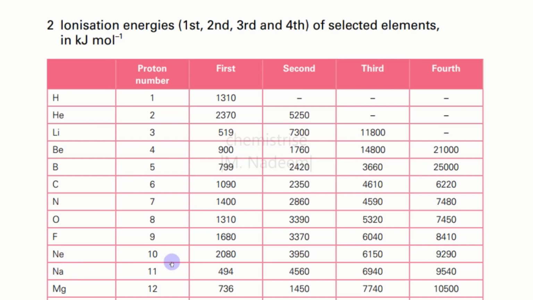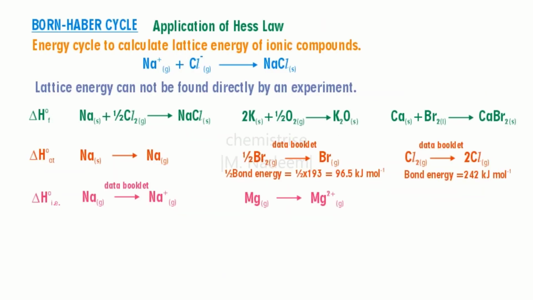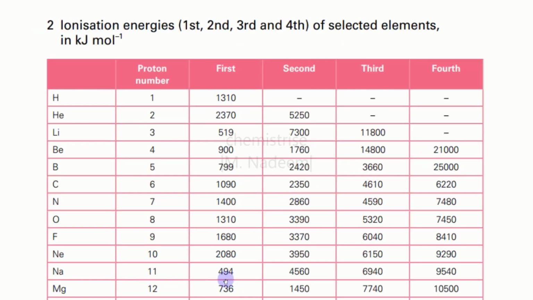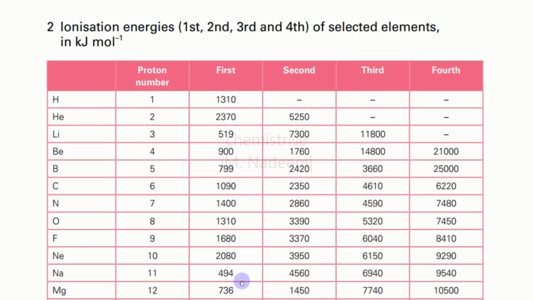So here we have the values. For example, for sodium, the first ionization energy is 494. So 494 is the energy absorbed to convert 1 mole of gaseous sodium into 1 mole of gaseous positive ion. While for magnesium, we are removing 2 electrons. That means we need to add up the first and second ionization energy from the data booklet. In Mg, you see the first value is 736, the second value is 1450. So you add both of these values to get Mg2+.